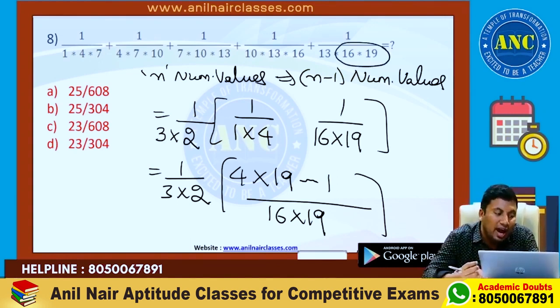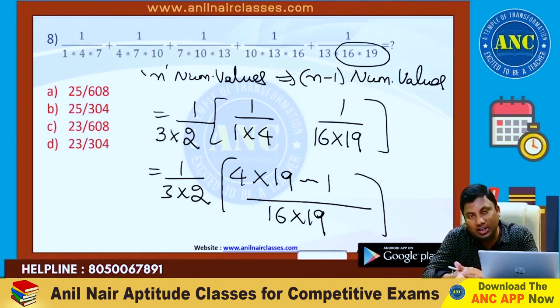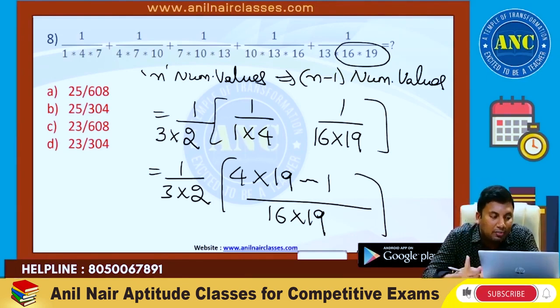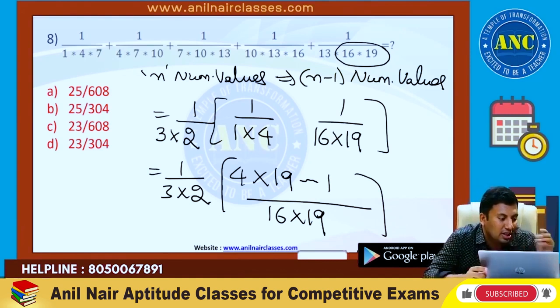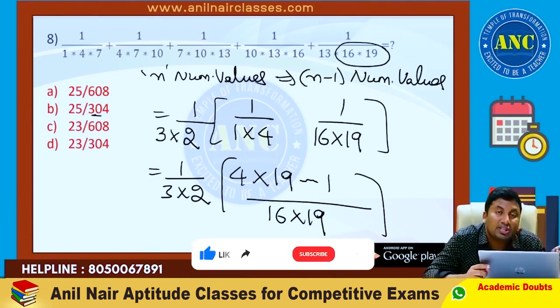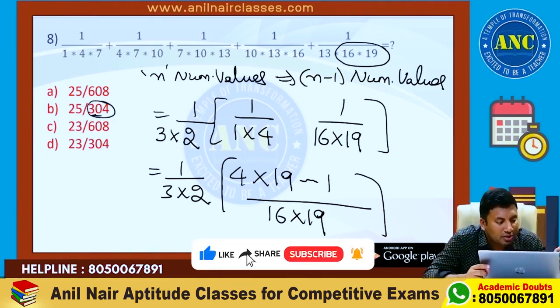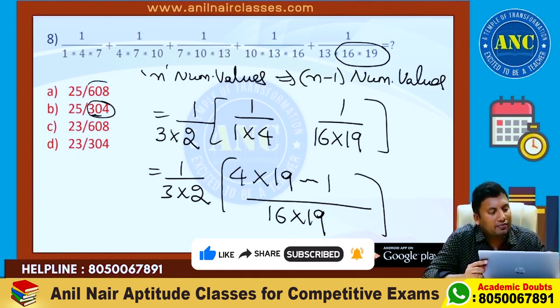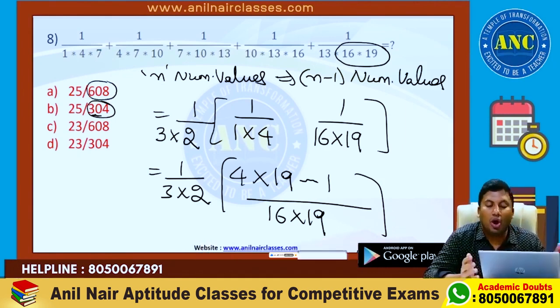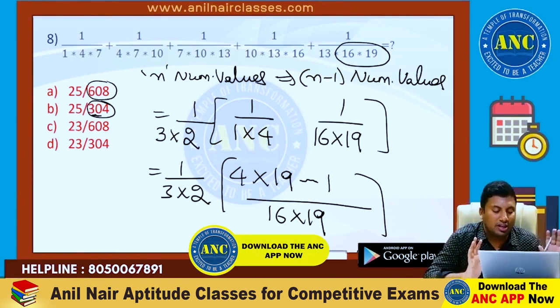16 and 19. The answer's denominator should be a multiple of 19, or a factor of 16 into 19. Denominator should be divisible by 19. The options are 19, 114, 304. These are divisible and this is also divisible. So all the options are divisible. So this is one method.